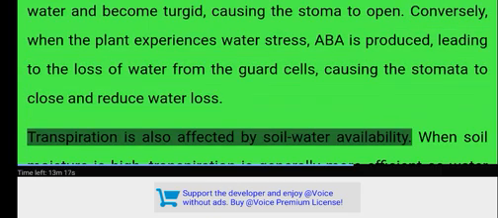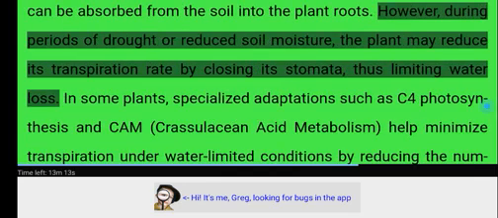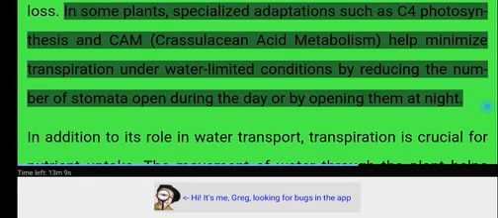Transpiration is also affected by soil water availability. When soil moisture is high, transpiration is generally more efficient as water can be absorbed from the soil into the plant roots. However, during periods of drought or reduced soil moisture, the plant may reduce its transpiration rate by closing its stomata, thus limiting water loss. In some plants, specialized adaptations such as C4 photosynthesis and CAM (crassulacean acid metabolism) help minimize transpiration under water-limited conditions by reducing the number of stomata open during the day or by opening them at night.